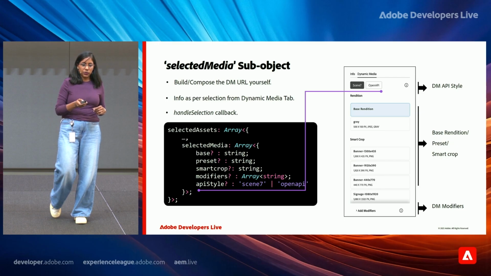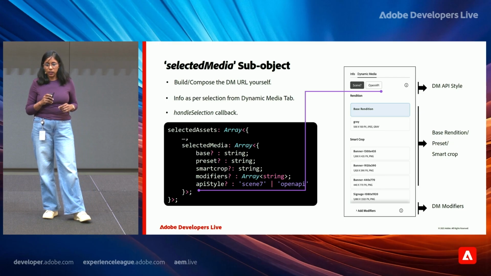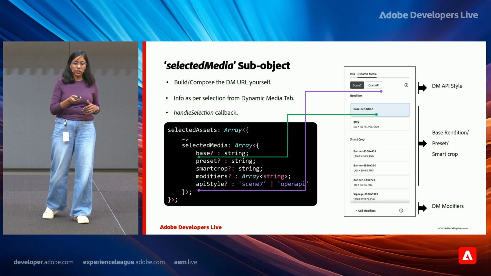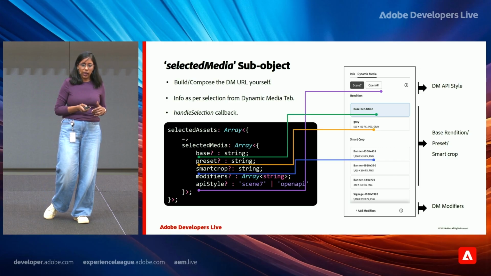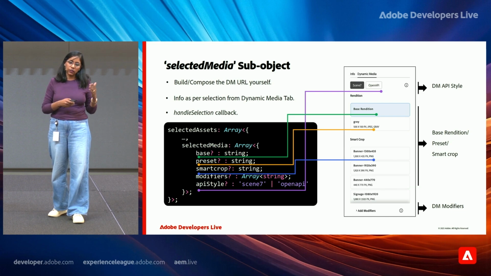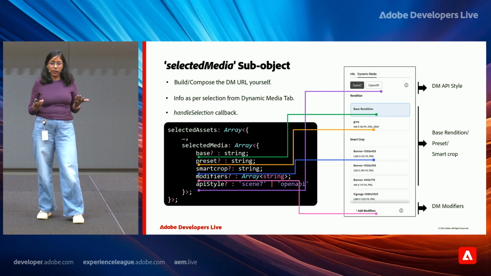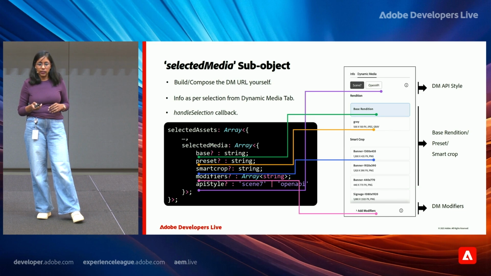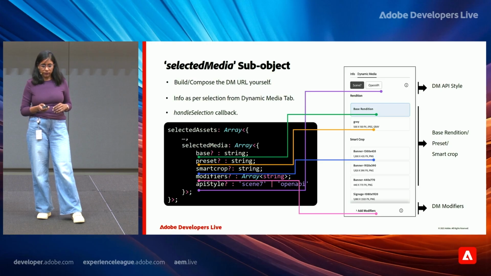Among the base preset and smart crop, only one will appear in the final object based on the selection done from the panel. And modifier is an optional array which will get populated as a key value pair only if the user has added them while using the panel.